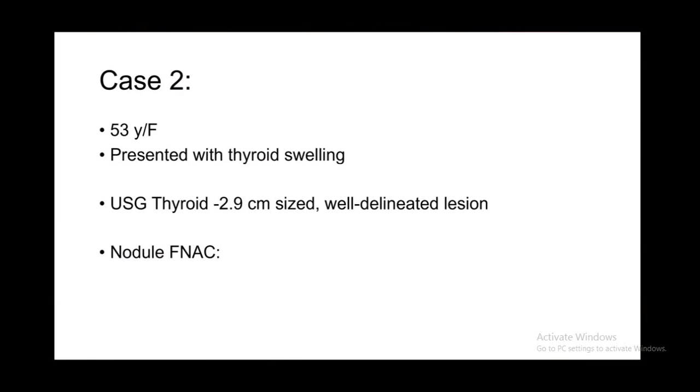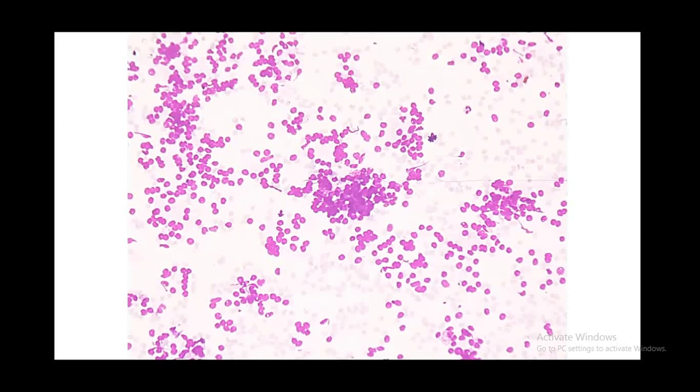And so we move on to case 2, which is a 53-year-old female who presented with a thyroid swelling. This was a well-delineated 2.9 centimeter sized lesion on the thyroid. This nodule was FNA'd. The smears were cellular, and they showed, again, singly scattered cells, there were hardly any clusters, and there were no papillae which were identified.